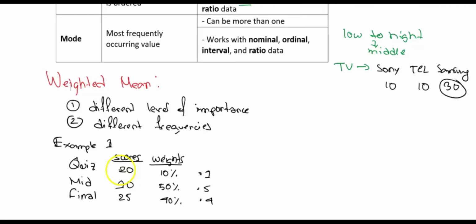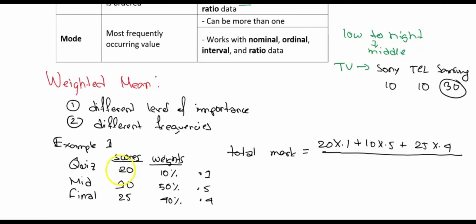So আমাদের finally তাহলে total mark কত হবে? Total mark হবে 20 into 0.1 plus 10 into 0.5 plus 25 into 0.4 divided by আমাদের sum of weights. So যখন এটা percentage থাকবে 100%, এখানে টোটালটা হচ্ছে 100%, so এটা হলো 1, so divided by 1, which we can choose to not show it. Anyways, so total mark এখানে I think it comes to 17.